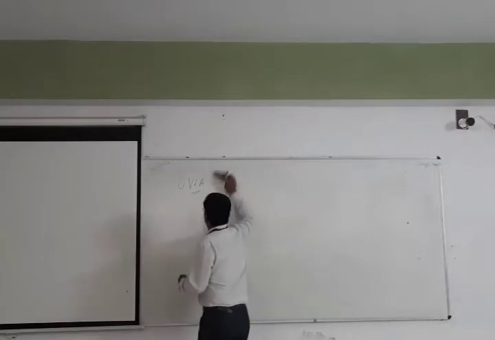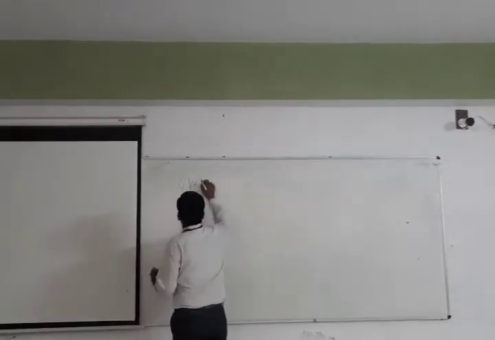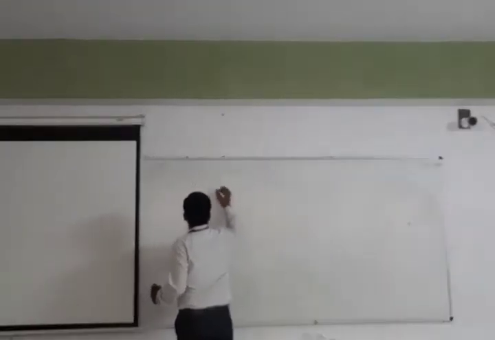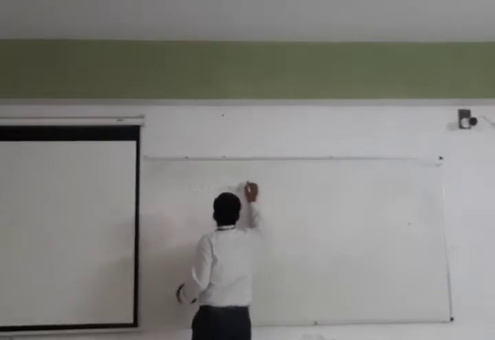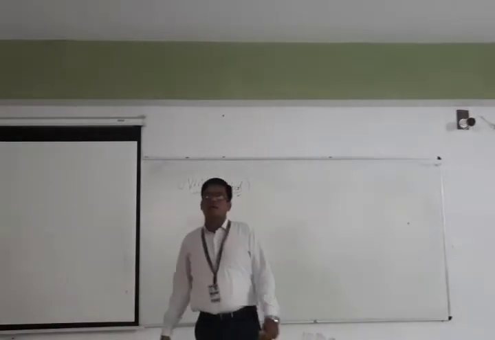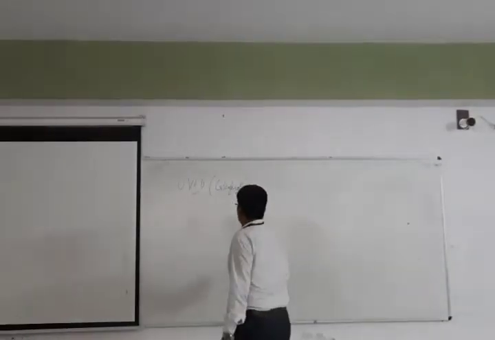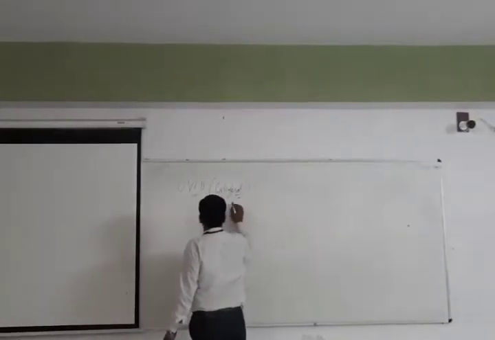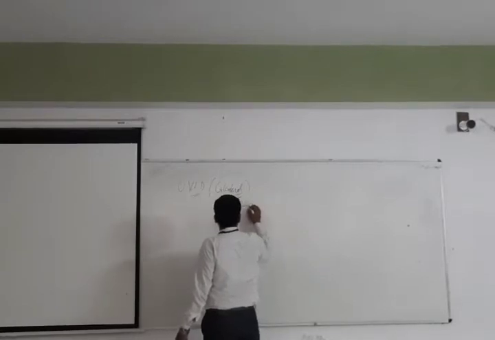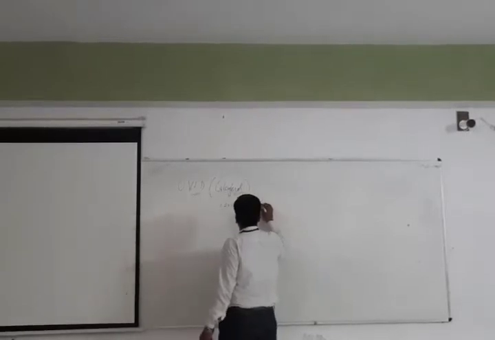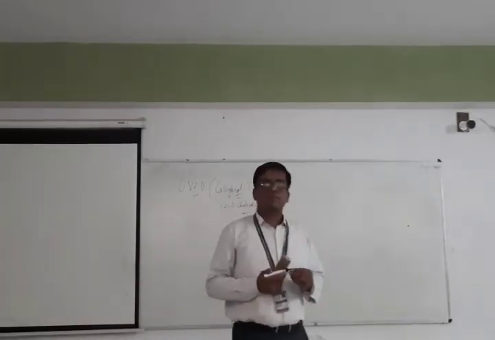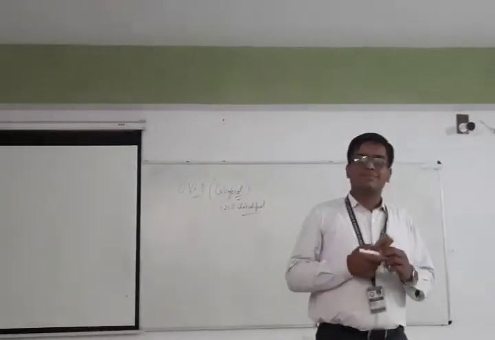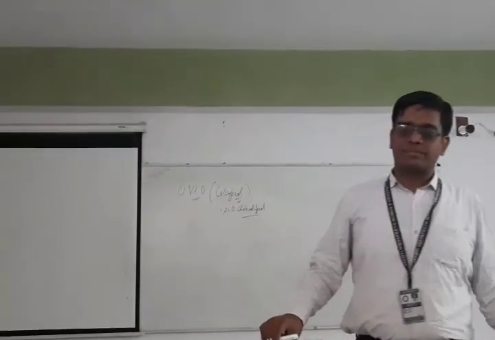The other fat soluble vitamin is vitamin D. What is the name of vitamin D? Calcitriol, also known as 1,25 dihydroxycholecalciferol. What is the function of vitamin D? It is essential for the metabolism of calcium and phosphorus in the body.